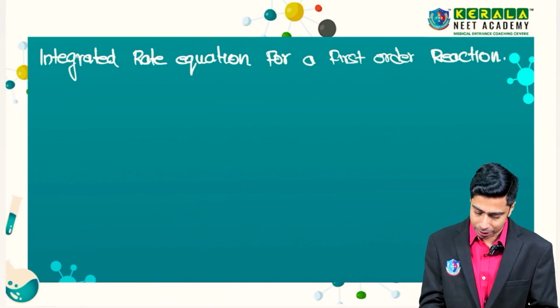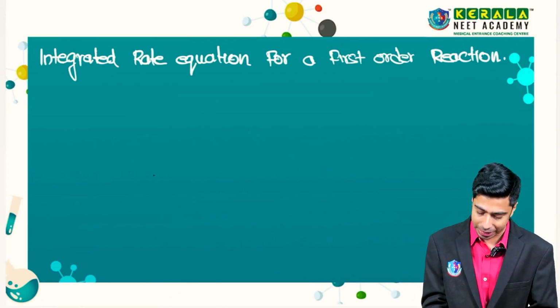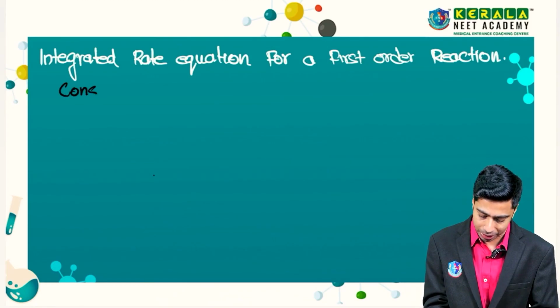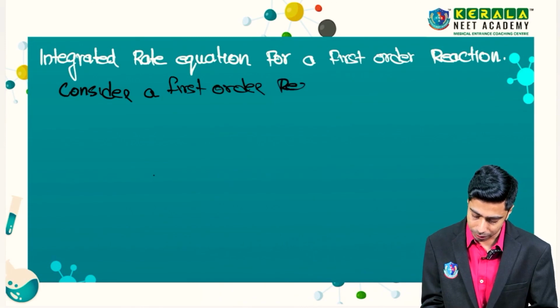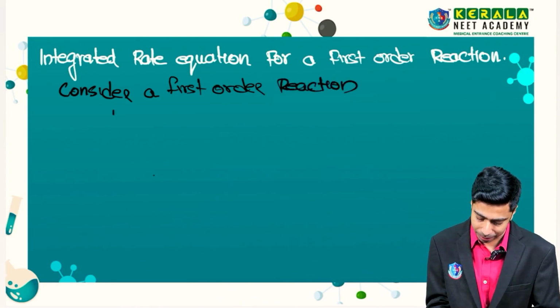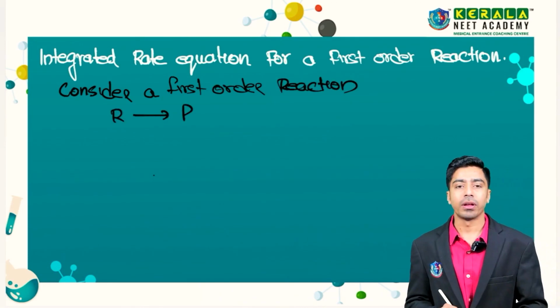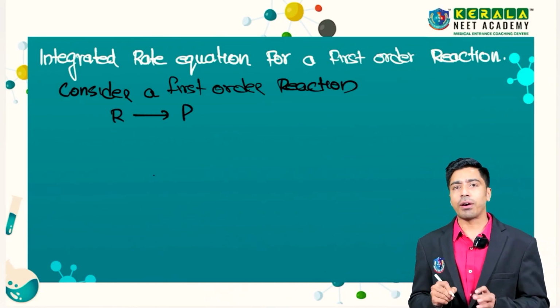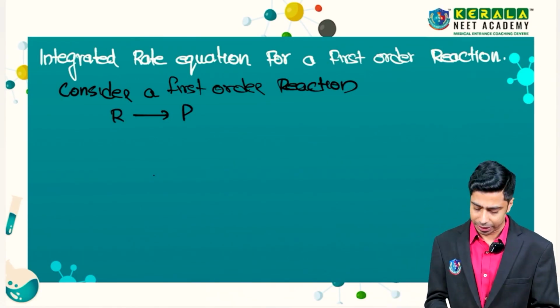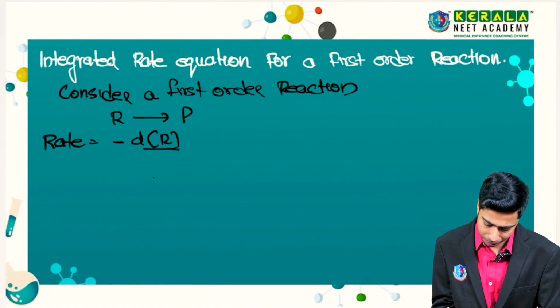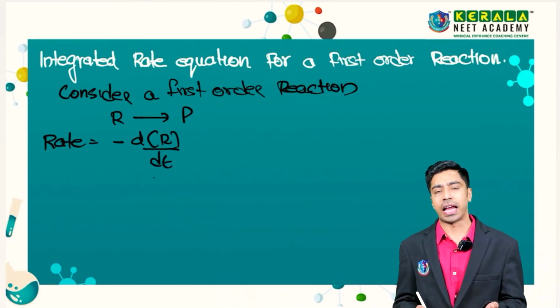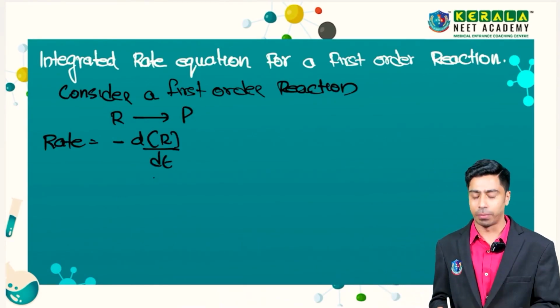Now let us consider a first order reaction R giving P. So let the reaction be R giving P. The instantaneous rate of this reaction will be rate is equal to minus d[R] divided by dt, because R is the reactant, so the instantaneous rate will be minus d[R] by dt.